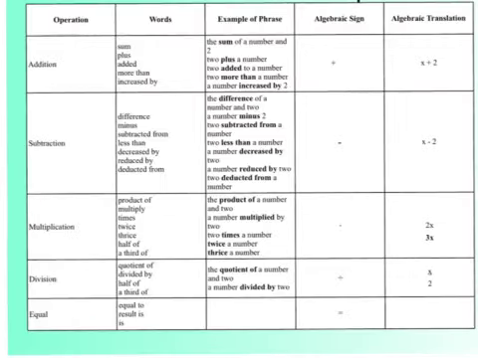So here's the same table. For addition, a few less words that we're using as examples here. We had more in class, but sum, plus, added, more than, and increased by. We have an example of each one. So the sum of a number and 2. We don't know what number that is.